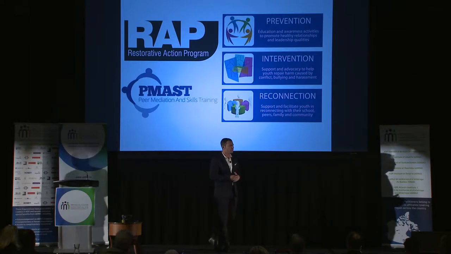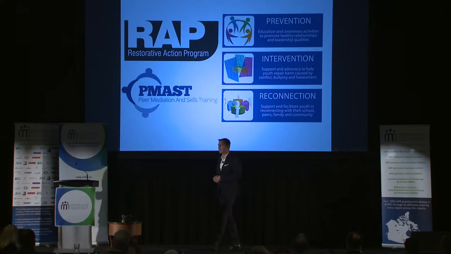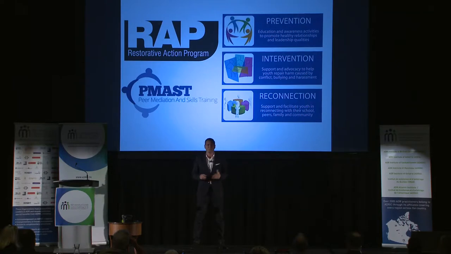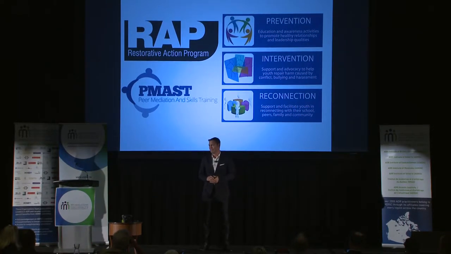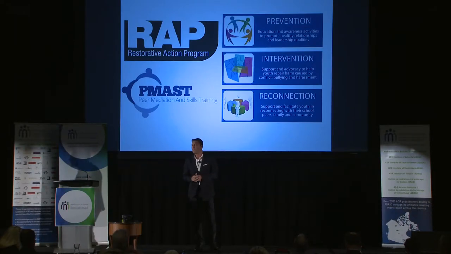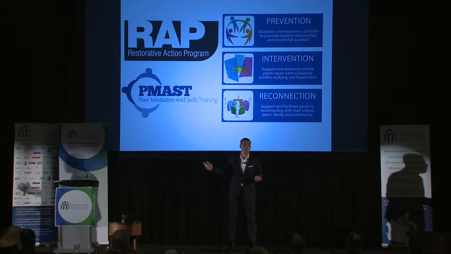What we try and do there is really repair the harm caused by conflict, bullying, and harassment. Then we also have reconnection, and that's more difficult. Those are the in-school suspensions, maybe somebody returning from an expulsion, or even a criminal youth facility. Now, these can take on many forms. This can be giving a high five to a student in the hallway, to peer-on-peer conflict mediation, to bringing a parent into the school and trying to find a safety plan for them to go back home, for example.